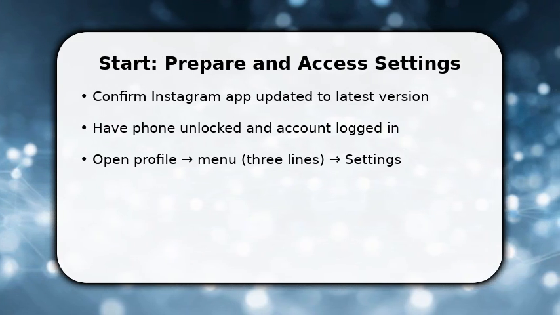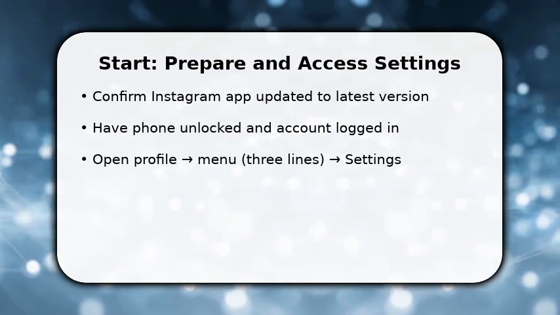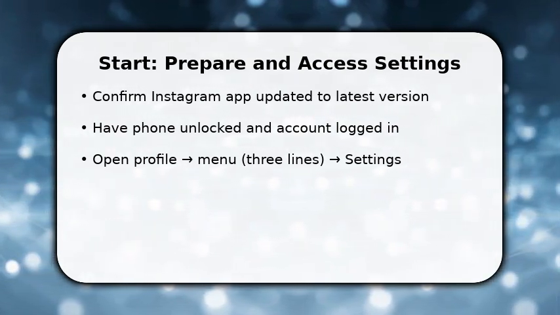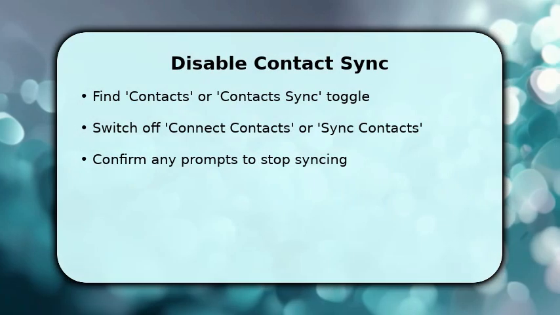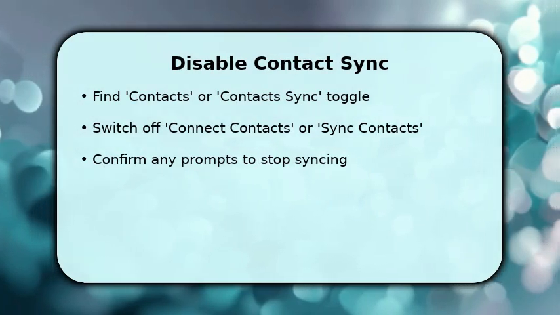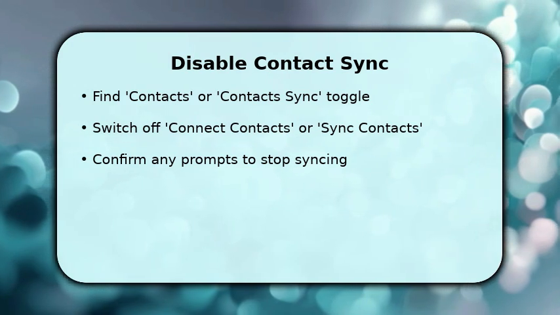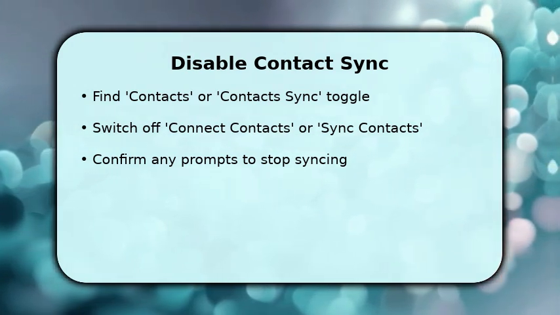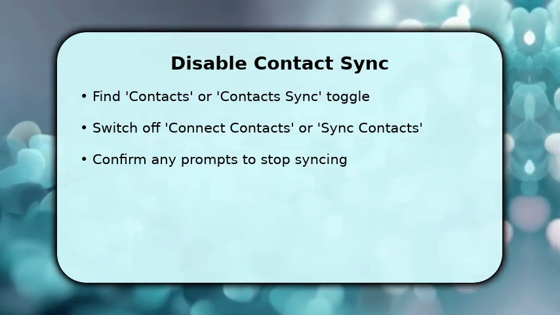Now you'll stop future syncing. Locate the Contacts or Contacts Sync section and find the Connect Contacts toggle. Tap to turn it off. The toggle should switch from on to off. If Instagram shows a confirmation prompt, accept it to prevent further uploads.